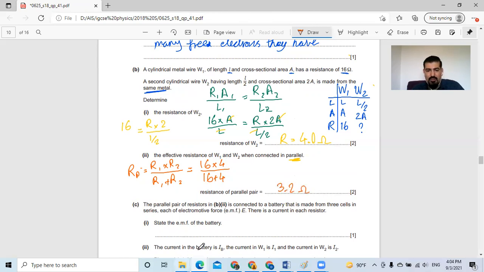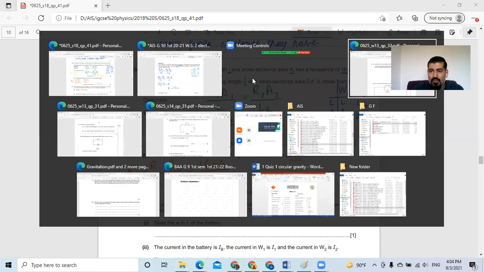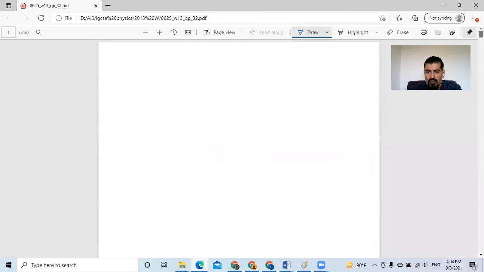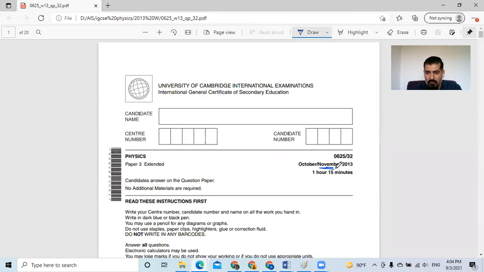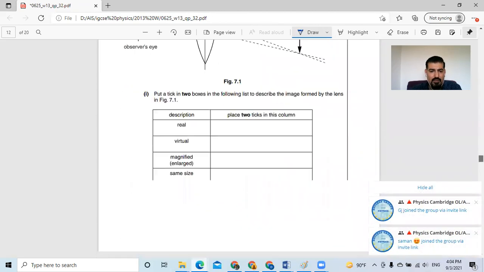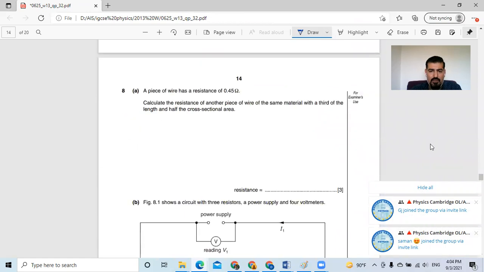We are not going to answer the rest of the questions, but we are going to see the same topic in another year. Let's go to this year. We are only going to answer part A of question number 8, and this year is October-November 2013, variant 32. Question number 8, what do they ask here in this question?